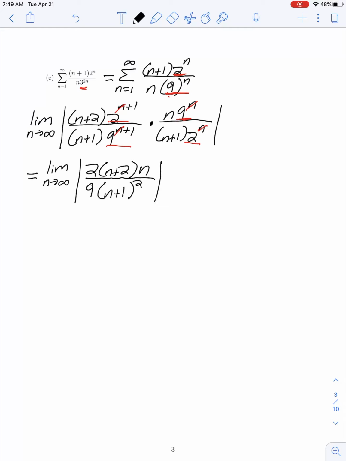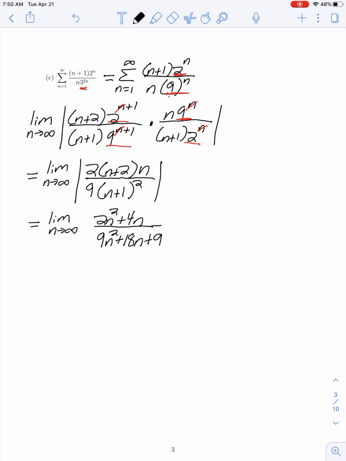So taking the absolute value through the numerator and denominator, well, since n is positive, both our numerator and denominator are always positive. So distributing the expression in our numerator, we have 2n squared plus 4n. And in the denominator, if we expand, we have 9n squared plus 18n plus 9.